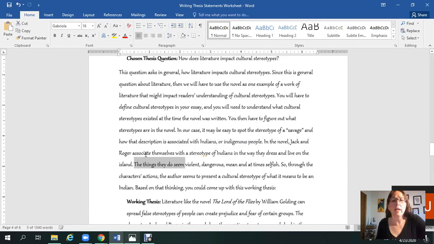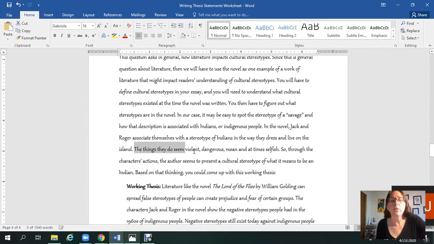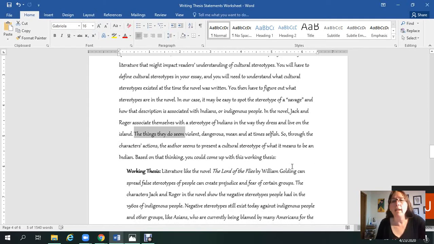So in the novel, Jack and Roger associate themselves with the stereotype of Indians in the way they dress and live on the island. The things they do seem violent, dangerous, mean, and at times selfish. This is what I'm thinking about. So through the characters' actions, the author seems to present a cultural stereotype of what it means to be an Indian. Based on that thinking, you could come up with this working thesis.